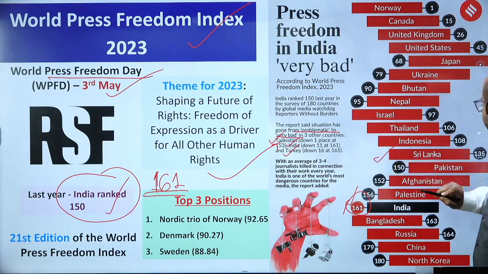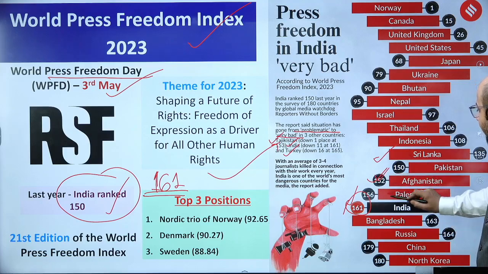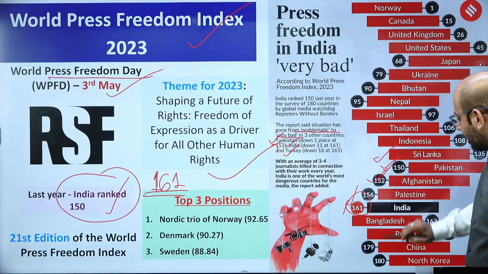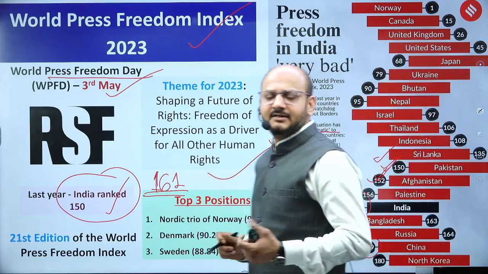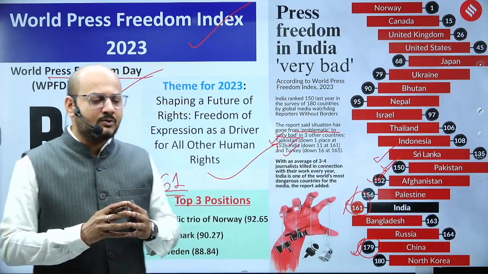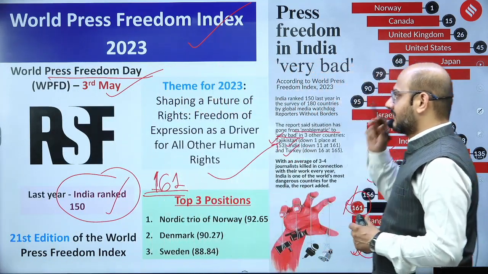Sri Lanka, 135. Afghanistan, even 152. Pakistan, 150. But you will find China at 179. The reason, you understand, is that the democracy there is, in most cases, an authoritarian regime. That is the problem over there.